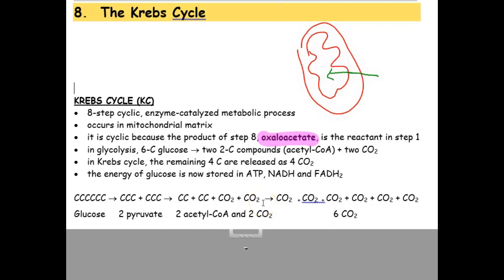Now, where we're going with this in the Krebs cycle is we're going to further break apart these 2 acetyl coenzyme A groups to make more CO2. So here are the acetyl groups right here. Let me highlight that a little differently.